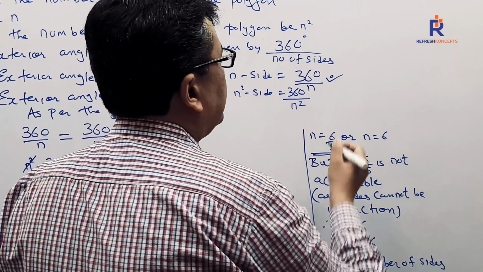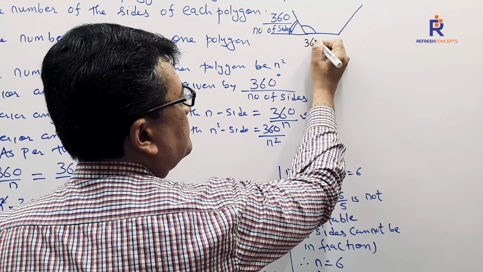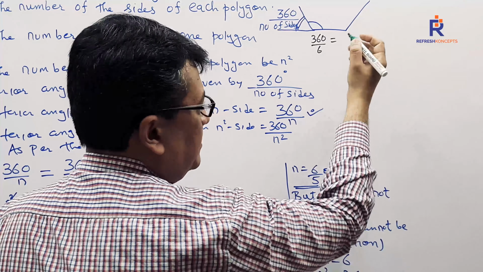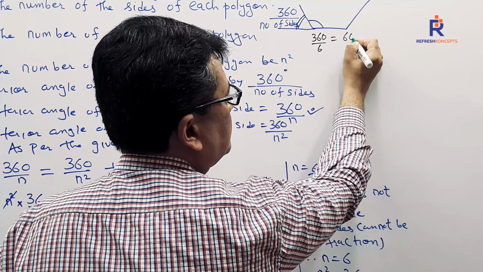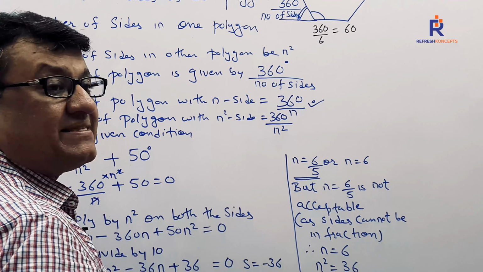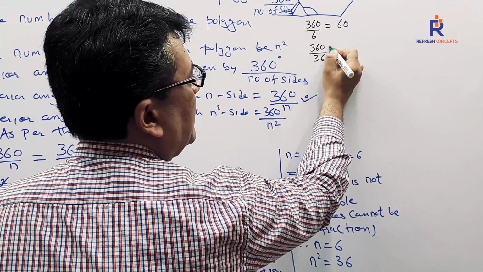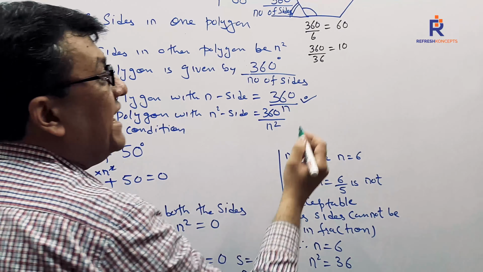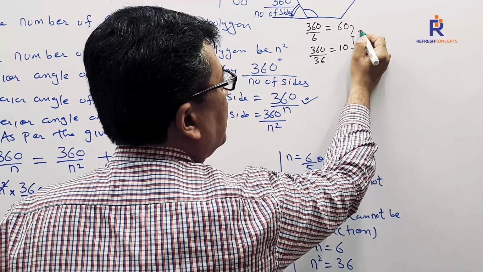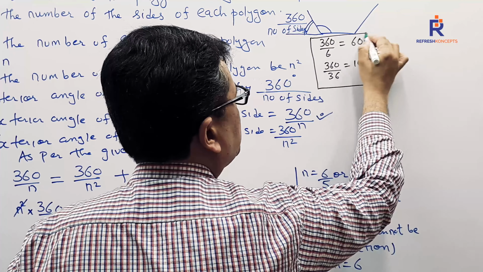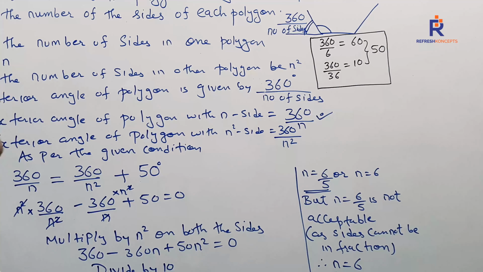So I shall say 360 by 6 is how much? Any idea, children? Yes, 360 by 6 is 60. And now when I'm having sides as 36, 360 by 36, what is the answer? 10. Is the exterior angle differing by 50? This is cross-check, mind you children.